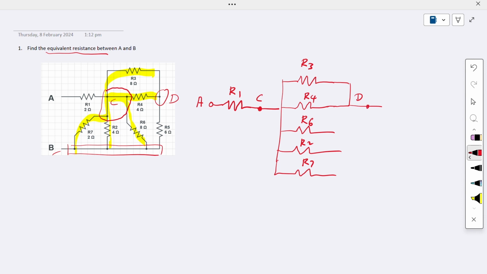On this D node, after connecting to the D node, we connect to R5. So here we have this R5. The other terminal of R5 is the B node, right? So this is our B node here. All of R6, R2, and R7 go to the B node. So all these three are connected to the end B node.